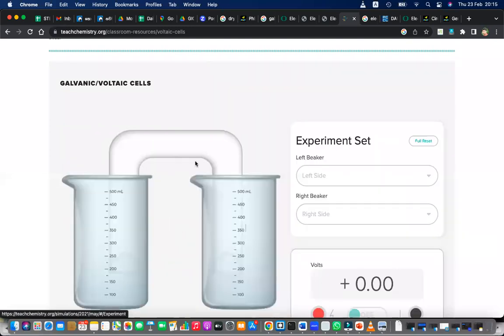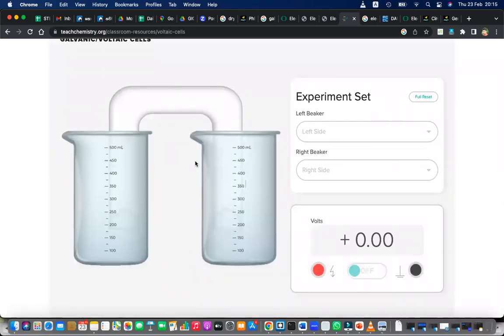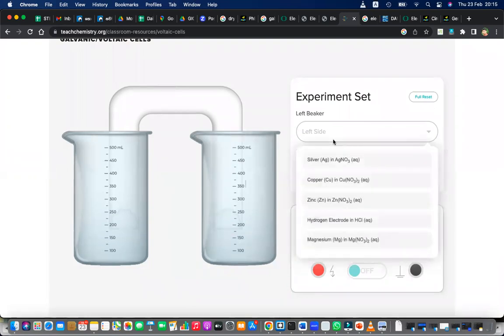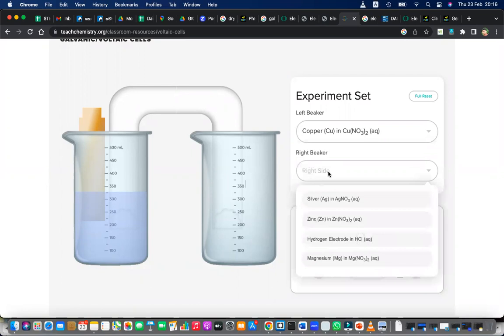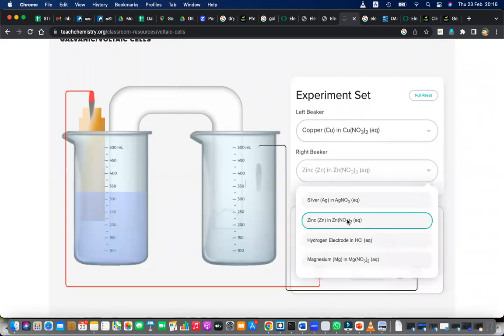First is experimental set 1. There are two 500 milliliter beakers. In the left beaker, I will put, for example, silver nitrate, which is one solution. Now let's use copper nitrate instead. On the other side, I'm using zinc nitrate. Okay, let's use that silver nitrate.